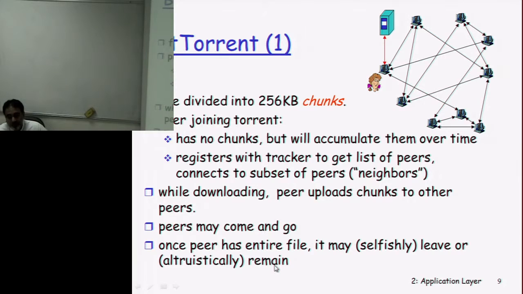Or the torrent peer can remain altruistically in the torrent. It can stay in the torrent and keep on uploading the copy. Whatever it is downloading, it can upload it for the other peers. But once it has the copy, it may leave. Even before it has downloaded the whole file, it may leave, and later it can join at any later stage and continue from there.